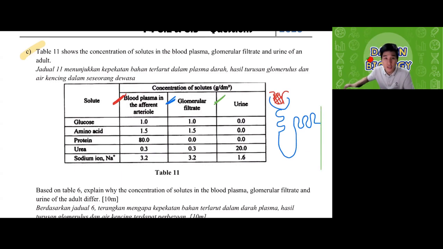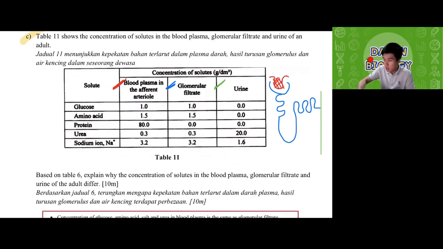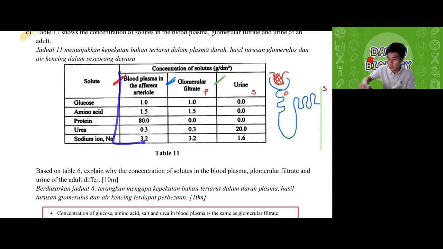There's supposed to be some labeling here. The answer I wrote here is P and this one is S, so we just label P and S. First we compare these two, blood plasma here and glomerular filtrate. You can see that for all the substances here, the concentration is the same, except that protein is different. Why? Who can relate to what we mentioned just now? What is the process that takes place here that causes protein to be different?